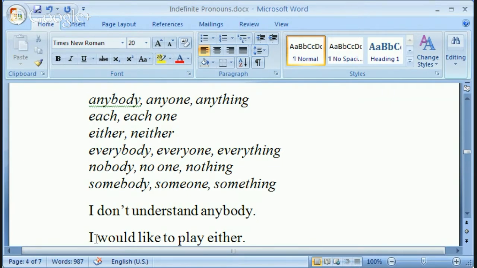Edwin, in the sentence we have "I," that's a noun, a person, place, or thing. Then we have a verb, an action: don't understand. In "The boy kicked the dog," the boy is the subject, kicked is the action, and the dog is the object. Here you have I as the subject, don't understand is the verb, and anybody is an indefinite pronoun because we don't know who anybody is.